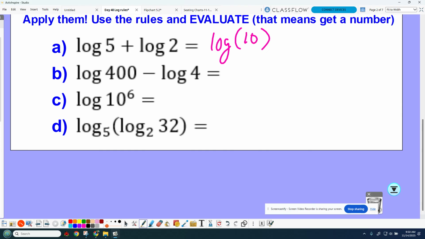Oh, and can I evaluate this now? What is it? 1. This is asking 10 to what power is 10 to the first? That's going to be a 1.